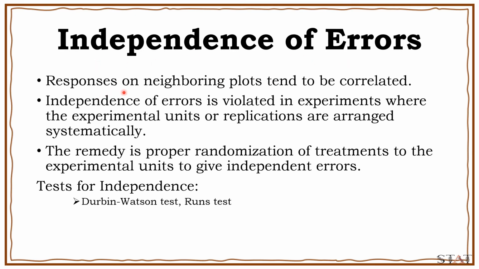So responses on neighboring plots tend to be correlated. So if you have replication one, it is correlated to another. Independence of errors is violated in experiments where the experimental units or replications are arranged systematically. That's why we have randomization to control this error. The remedy is proper randomization of treatments to the experimental units to give independent errors.